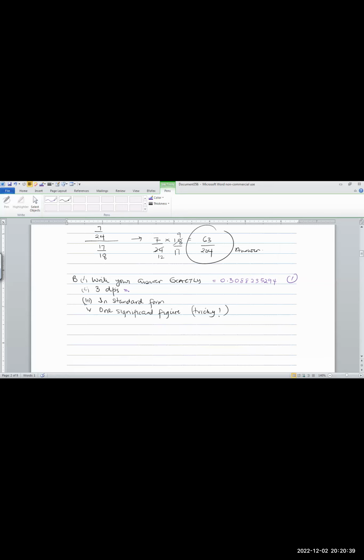Oh, you get that, sir? 63 divided by 204. I don't understand how you get that answer. That's not what I got, sir. 63 divided by 204, how did you get it then? 0.3088253, sir. Oh yeah, because your calculator is cheap.